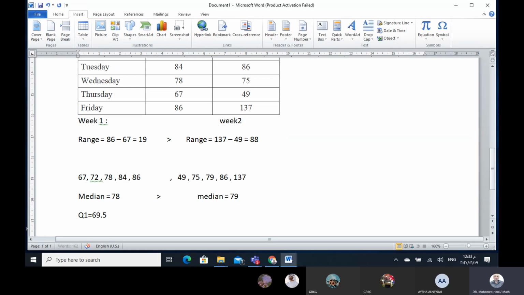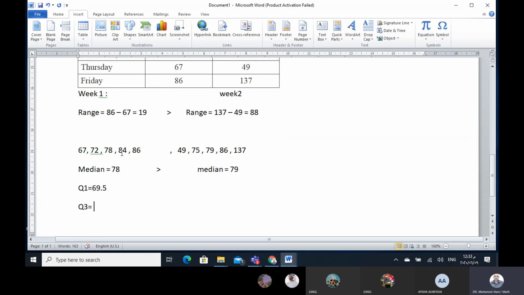And Q3, also take 84 plus 86, divide by 2. 84 plus 86 will be 170. 170 divided by 2 will be 85.